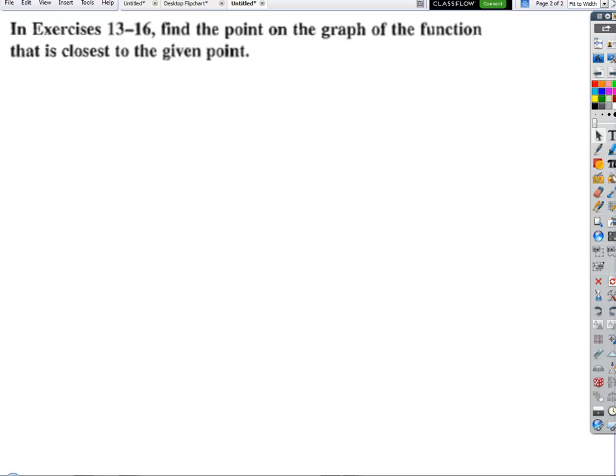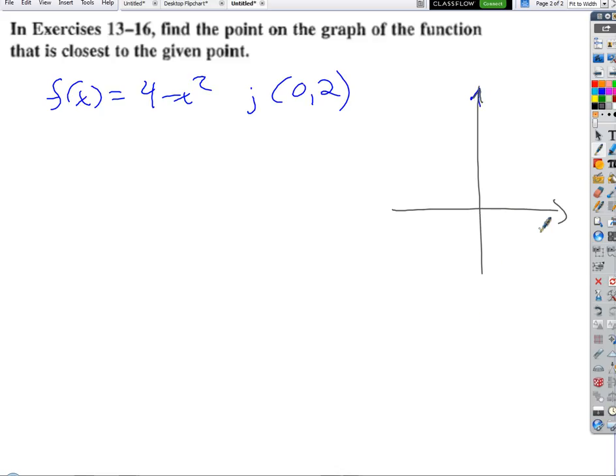Okay, so what was the function again? The point, what function was 4 minus x squared? Yes, and the point was 0, 2. Right, and if we wanted to just do a little sketch of this, we don't need to. It's really not important, but we could. There's the function and there's the point, right?